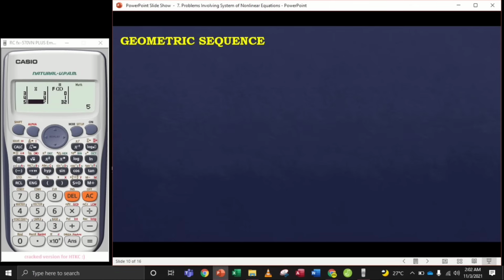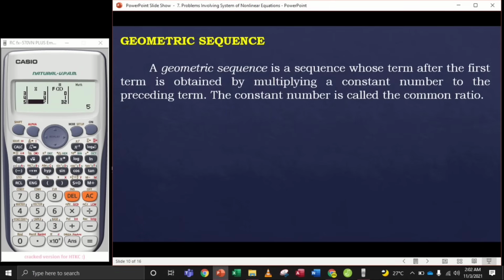Paano naman yung geometric sequence? Ano yung pinagkaiba nito sa arithmetic sequence? So, a geometric sequence is a sequence whose term after the first term is obtained by multiplying a constant number to the preceding term. So, the constant number is called the common ratio. So, kung sa arithmetic sequence class may tinatawag tayong common difference, dito naman common ratio. So, paano kinukuha yung common ratio dito? So, for example, meron tayong 1, 2, 4, and 8. So, kung kanina, mina-minus natin sa arithmetic sequence, dito, i-divide natin.